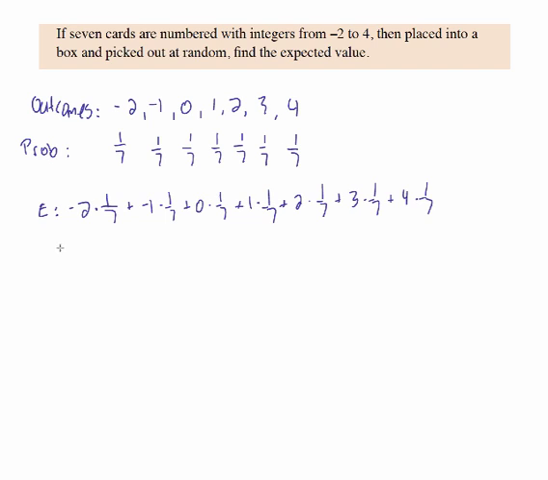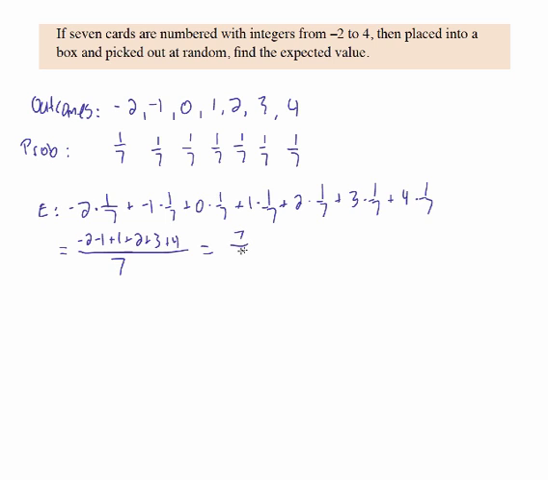Now it's just an arithmetic problem, and I'll help myself by observing that I've got a bunch of fractions that all have denominator 7. The numerators are -2, -1, 0, 1, 2, 3, and 4. So in the numerator, maybe I should have made this fraction bar much longer, the numerator is going to end up being -2 minus 1 plus 0, which I don't need to write, plus 1 plus 2 plus 3 plus 4.